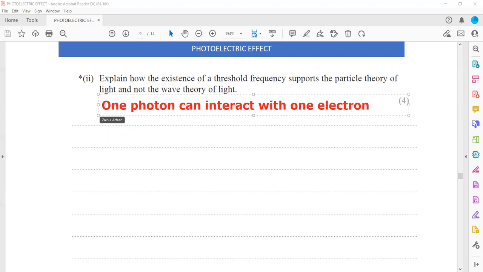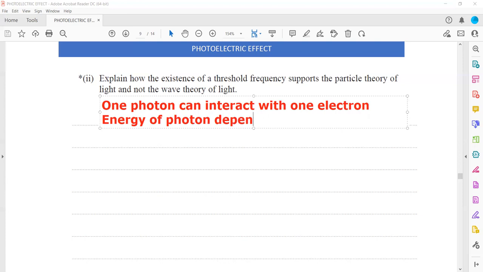Then the energy of the photon increases as we increase the frequency. Since E equals hf, the energy of a photon depends on the frequency of the incident light. High frequency means more energy is incident on the metal.